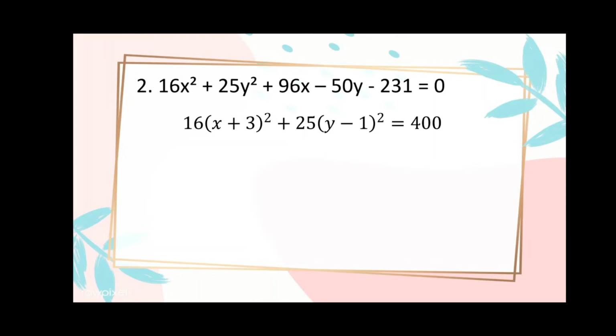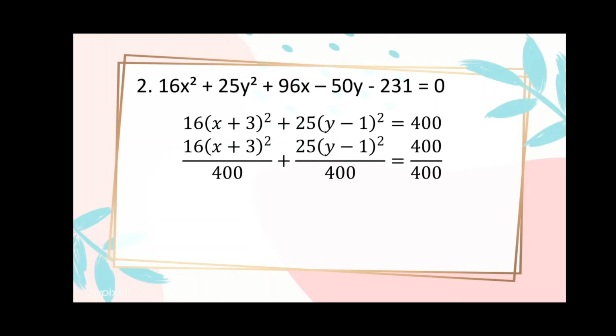Okay, the next part is to divide the whole equation by the constant term, which is 400. So with that, we can now have the answer: x plus 3 quantity squared over 25 plus y minus 1 quantity squared over 16 is equal to 1.